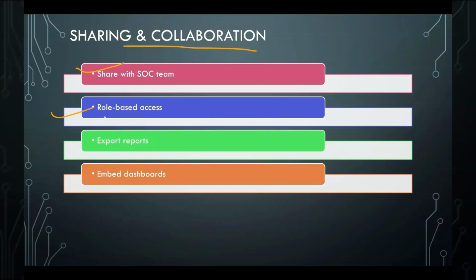So security is all about role based access control, the RBAC. So you don't want everyone seeing everything, right? So ensure that only authorized individuals can view certain sensitive data. So set up different roles such as viewer, editor, and admin, and then assign the appropriate permission to each user or group. For example, a SOC analyst might only need access to view incidents and alerts, but a manager might need access to compliance related metrics and reports, right?